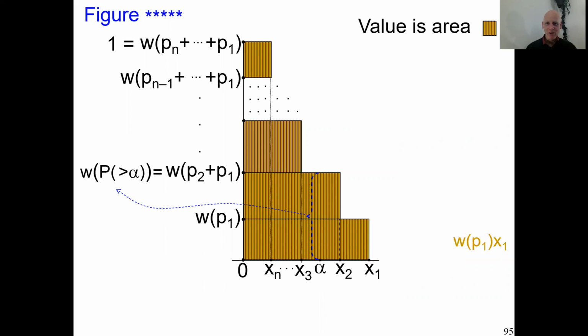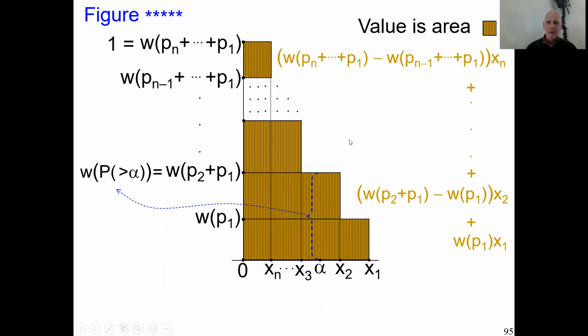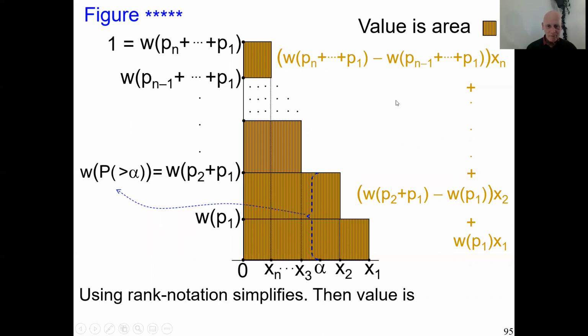But let me write it more algebraically. The first layer, total area, is W(P1) times x1. The second layer, the total area, is x2 times the height. But the height is now the difference of two W values. It's W(P2 plus P1) minus W(P1). It goes on like that. For every layer, the height is the difference of two W values. For instance, the last one, the height is W(P1 plus ... plus Pn) minus W(P1 plus ... plus Pn minus 1), times xn. So that's how it works here.